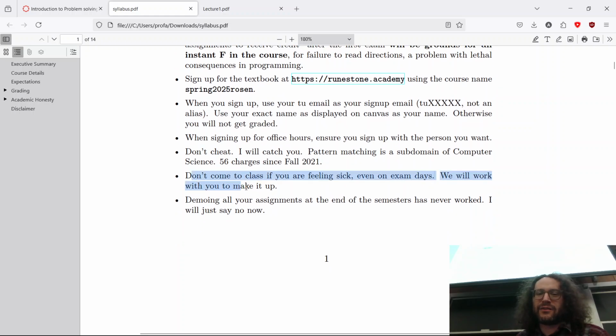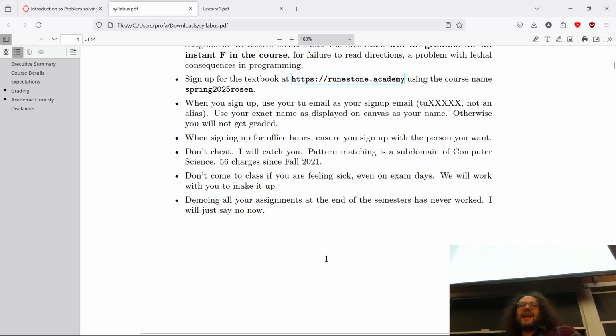And other things. Don't come to class if you're feeling sick, even if it's an exam day. We will figure out a way to make it up if there's an exam. But seriously, I can't properly assess you if you're sick. You could spread germs to other people if you're sick. So when in doubt, just stay home and catch up on the lecture. Otherwise, just do what you need to stay healthy.